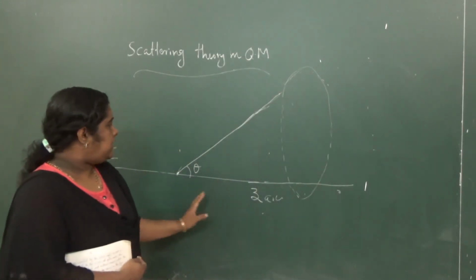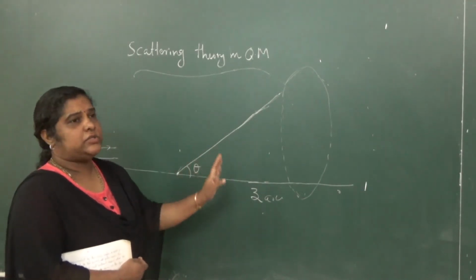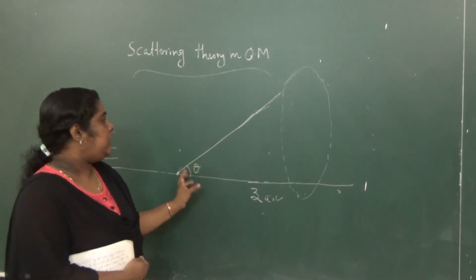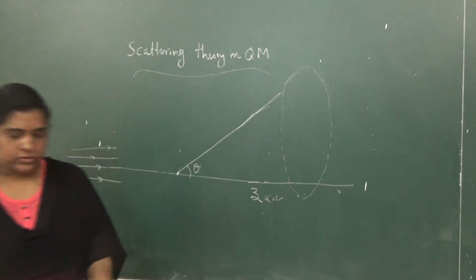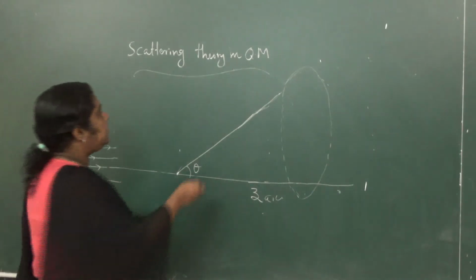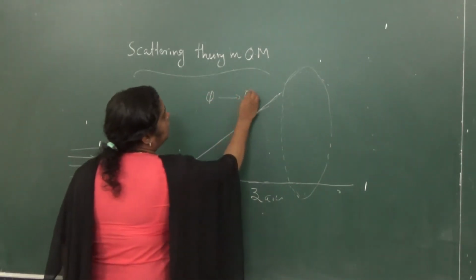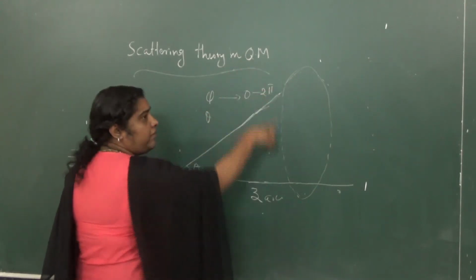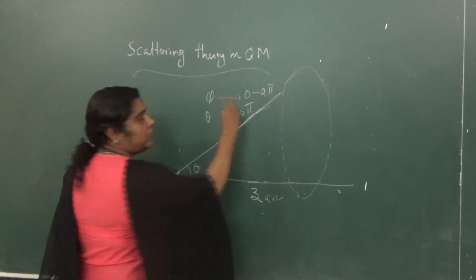In this situation we have to find out what the differential cross section is, and what the total cross section of the scattering is. In spherical polar coordinates, phi changes from 0 to 2 pi, and theta changes from 0 to pi.